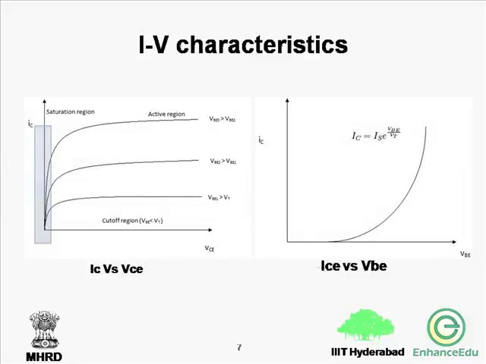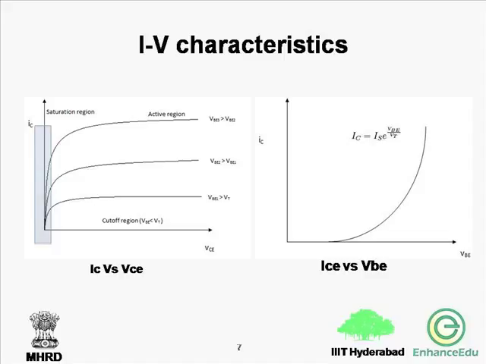IV characteristics are basically the characteristics when we represent the current versus the voltage for a device. If we consider the output characteristics of the BJT, we have three regions, basically the collector current IC versus VCE. When IC is equal to 0, it corresponds to the cutoff region of the BJT. The cutoff region means that the potential given at the base-emitter junction is much less than the threshold voltage of the PN junction. Therefore, no conduction is possible in that junction, and we say that the BJT is operating in the cutoff region.